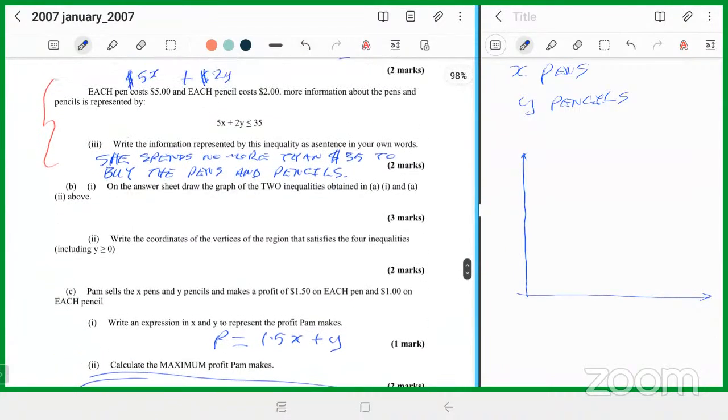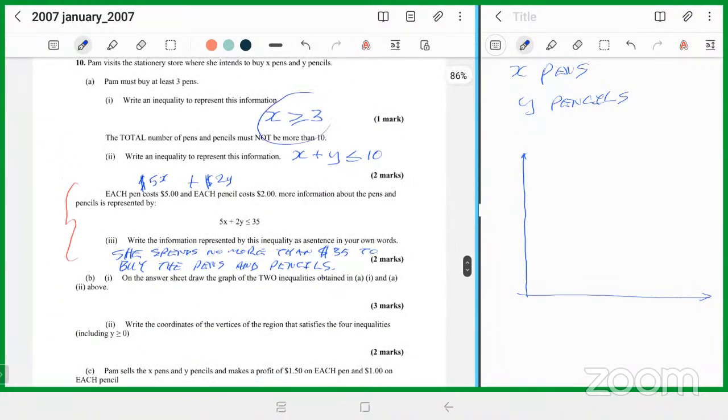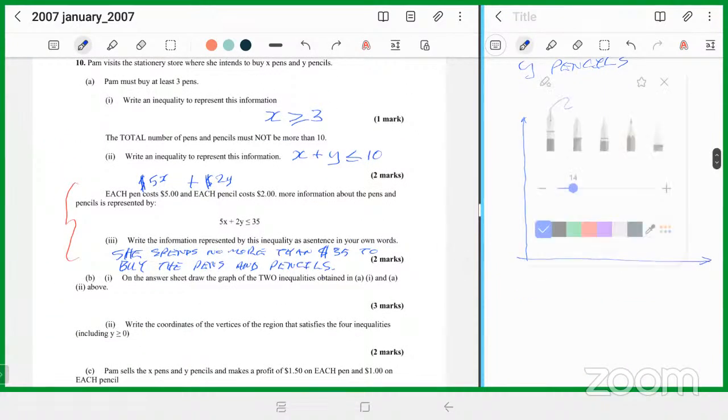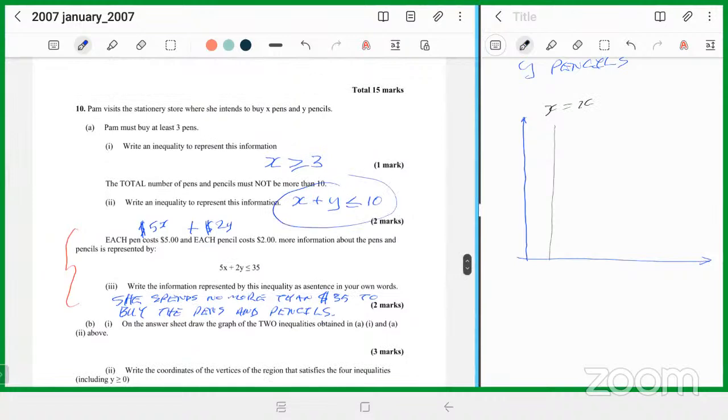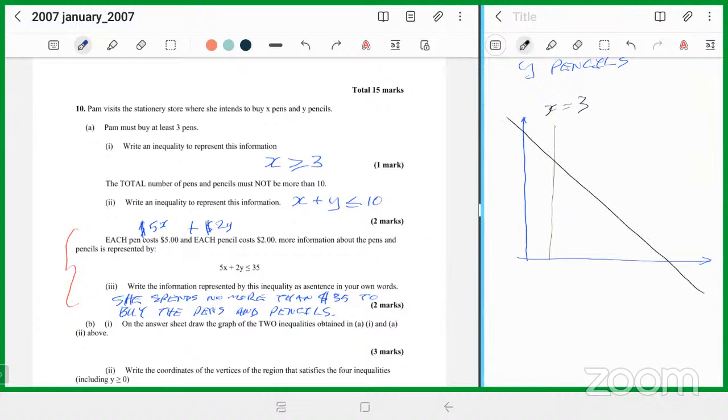So I would draw for x greater than 3, this one. I'll get a line up here. Let me draw it in black for you. I'll get a line up here for x equals 3. Then I'll have to draw the line x plus y equals 10. So I'll get the line coming down here, x equals 3. Then x plus y equals 10 will go like so. X plus y equals 10. I want below that line. And then we'll have to draw this one. This one would be the line related to 5x plus 2y equals 35.